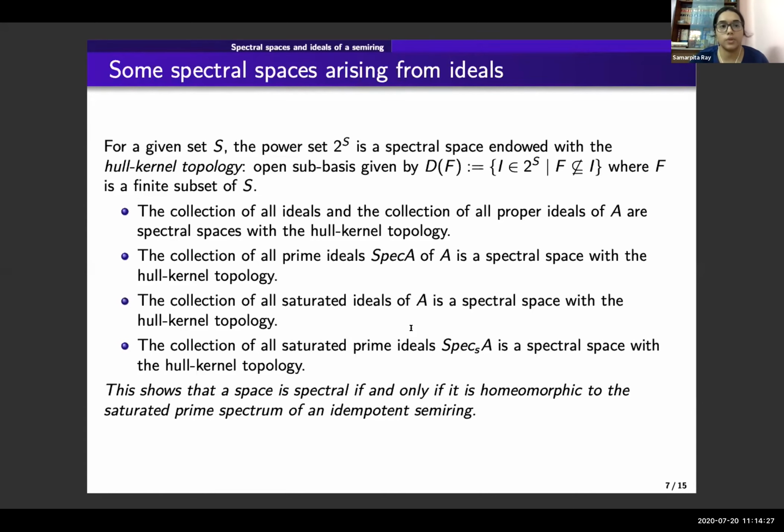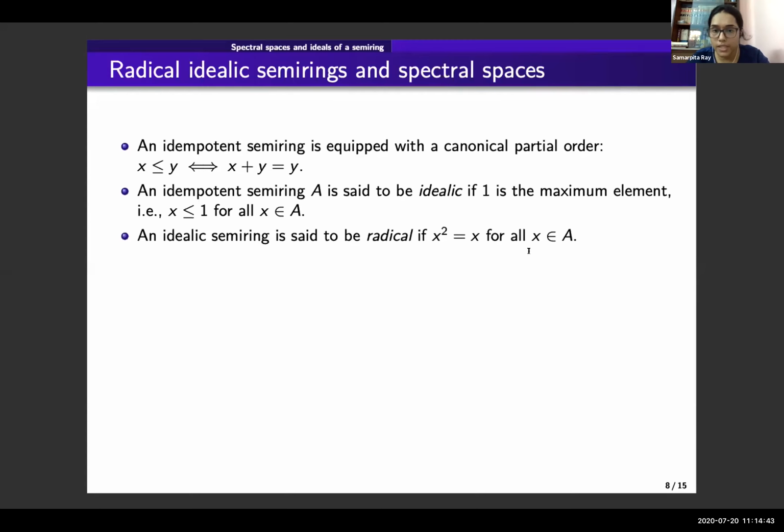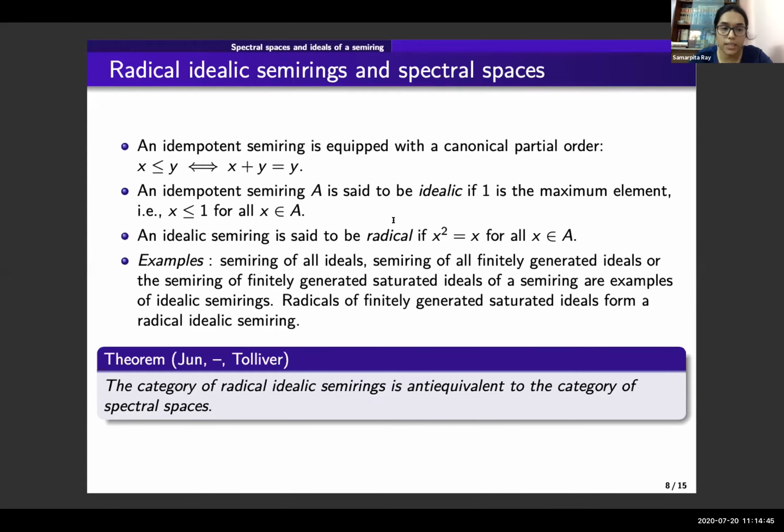We have a categorical equivalence, which wasn't there for rings, because you already know that the category of commutative rings is equivalent to the opposite category of affine schemes. Let me first give the result and then I will get back. This is the main result: we prove that the category of radical idealic semirings, which is a subcategory of the category of idempotent semirings, is equivalent to the opposite category of spectral spaces.